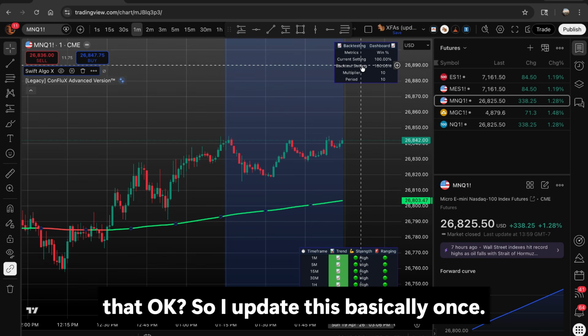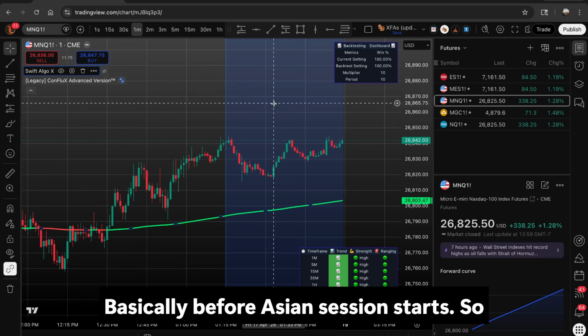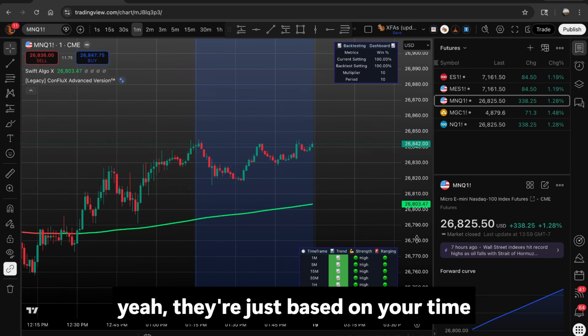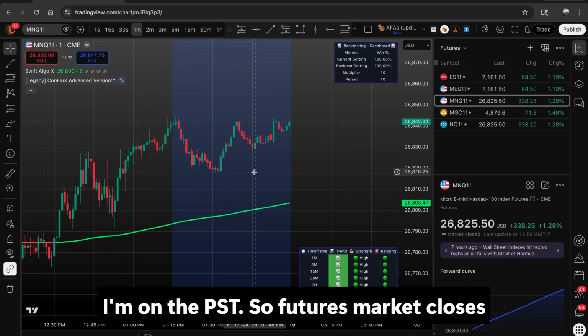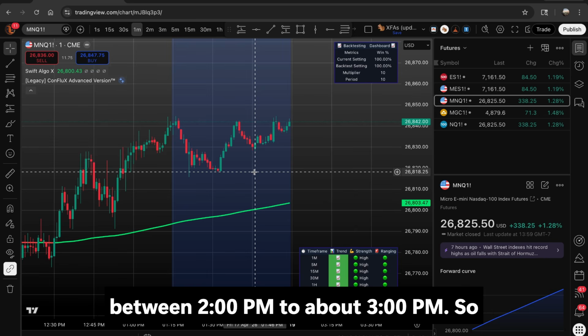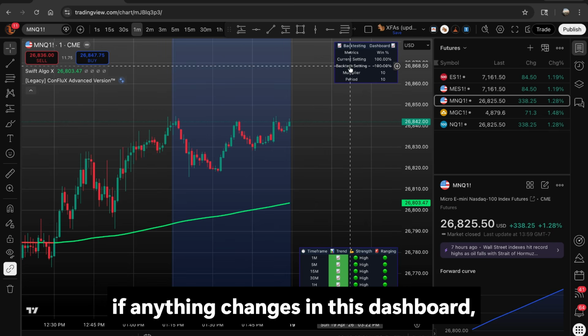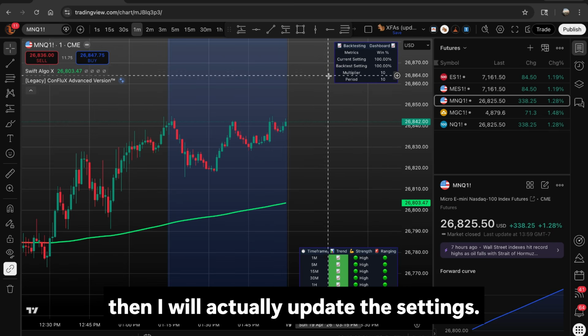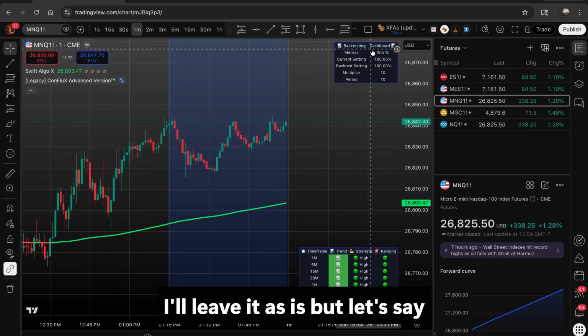These are the only 2 indicators I use, and basically what I do with this one is I update this once, before the Asian session starts. So you have to adjust based on your time zone. For me, I live in California, so I'm on PST, so the futures market closes between 2 p.m. to about 3 p.m. So if anything changes in this dashboard, then I will update the settings. If nothing changes, I'll leave it as is.